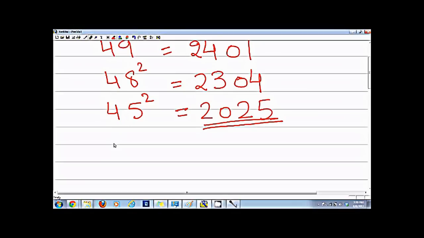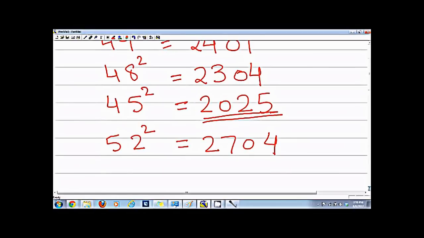For example, if I have 52 square, then what I'll do is I add 2 to 25, which is 27, and then I'll write square of 2, which is equal to 4. So its answer is 2704. So let's look at the proof. This is not a magic, so I can show you how I come up with this trick.